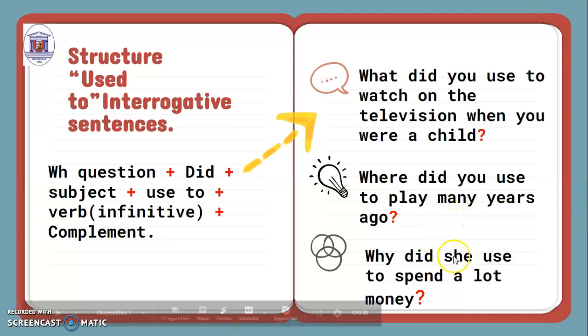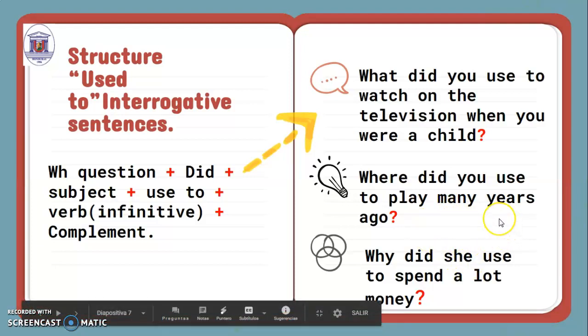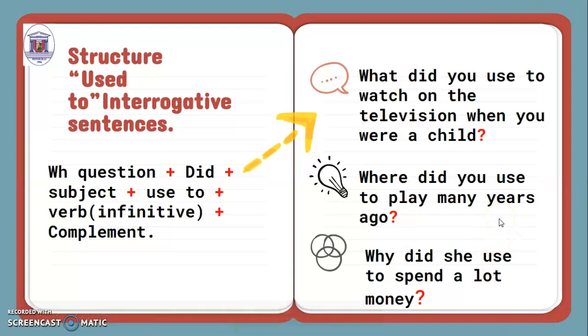The last one. What did she use to spend a lot of money on? It's an interrogative question, right? What did she use to spend a lot of money on? Why? Structure of used to in interrogative sentences, WH question.